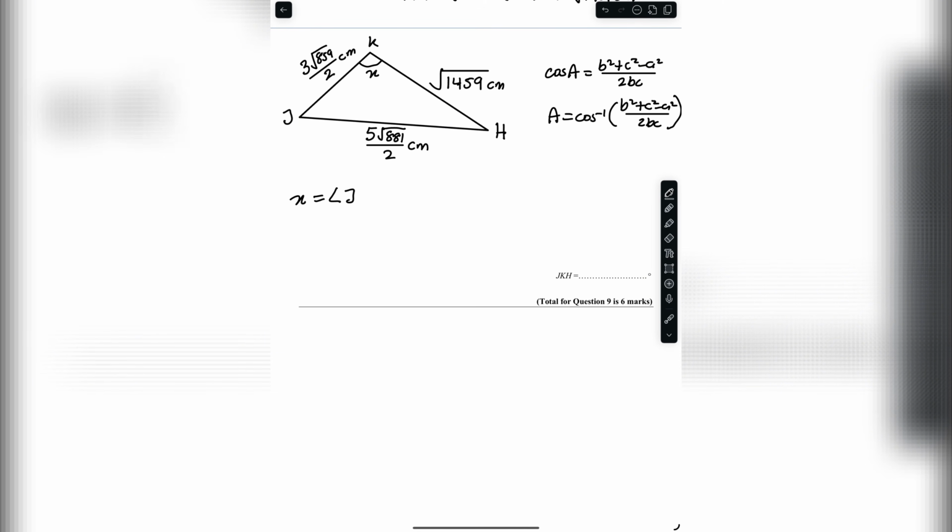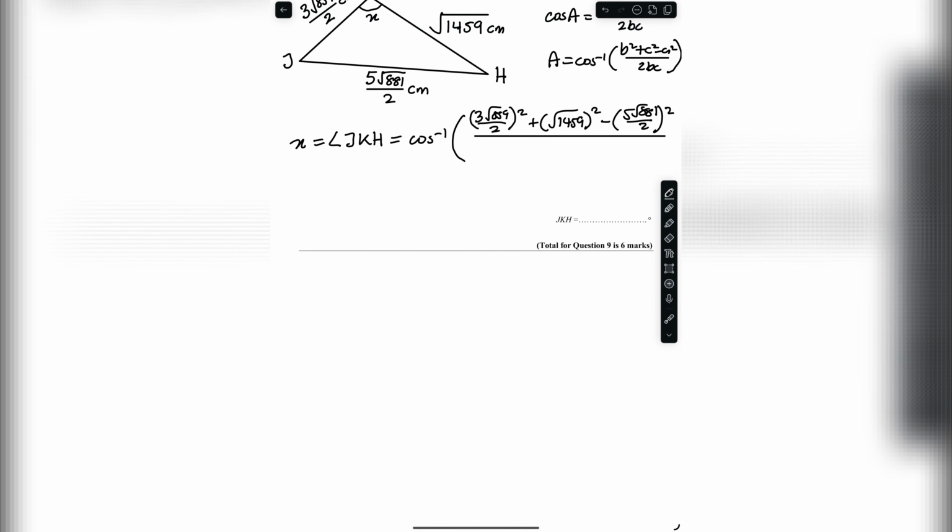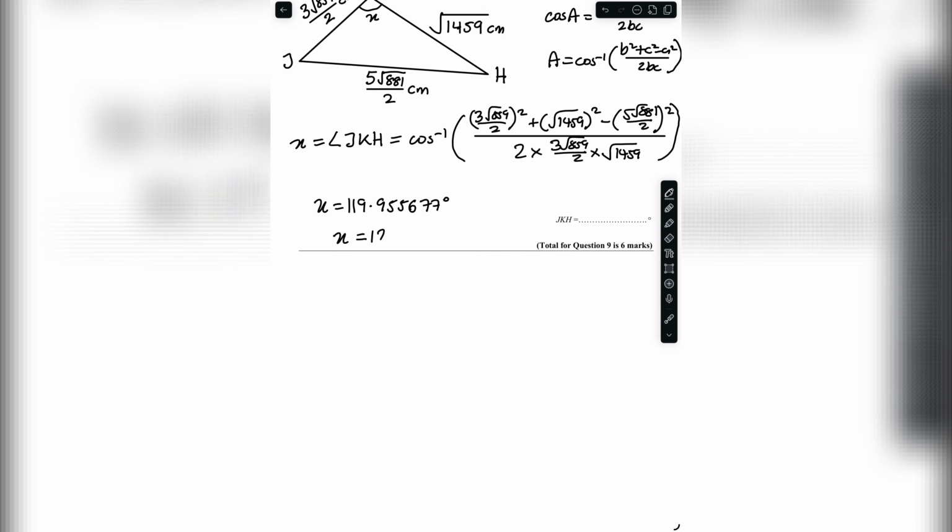So x, which is simply angle JKH, can be obtained by taking the cosine inverse of 3√859 all over 2, all squared, plus the square root of 1459 squared minus 5 times √881 over 2, all squared, all over 2 times 3√859 over 2 multiplied by √1459. So x equals 119.955677 degrees. And to one decimal place, that is 120.0 degrees.